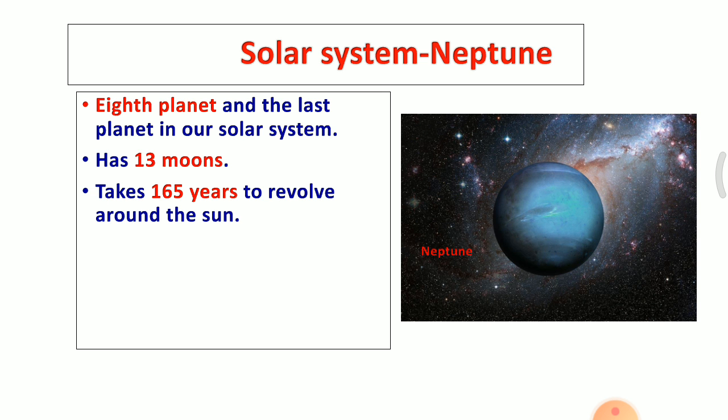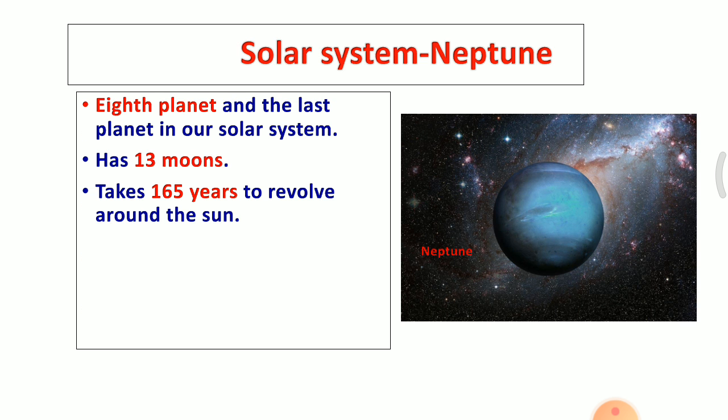The eighth planet of the solar system is Neptune, and it is the last planet in our solar system. It has 13 moons. It takes 165 years to revolve around the sun.